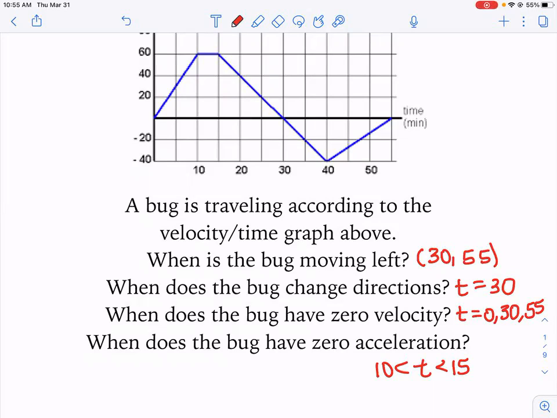Okay. Isaac, give me a time where the particle or the bug is speeding up. From 30 to 40, our velocity is negative and our acceleration is negative, so they match.